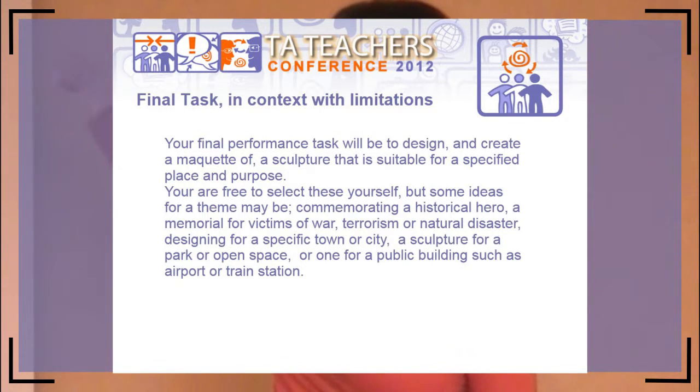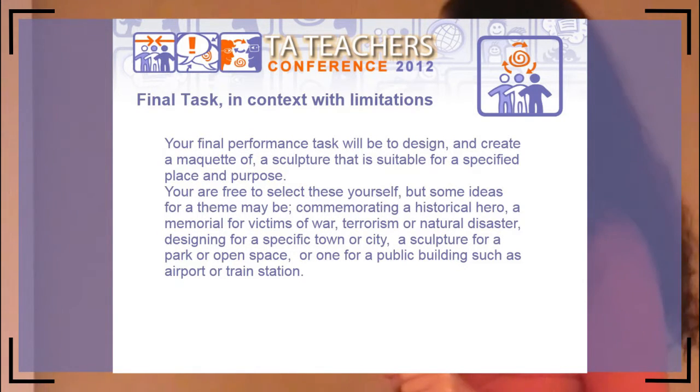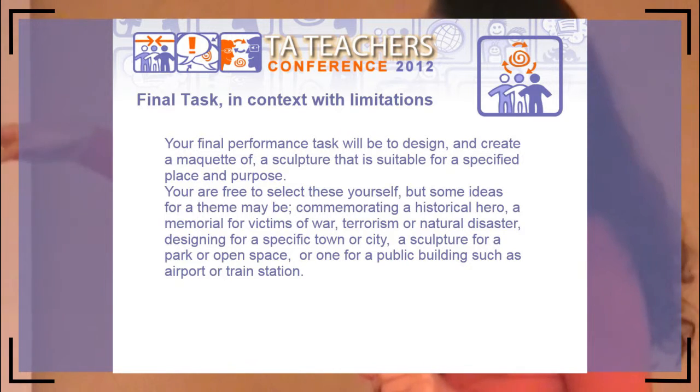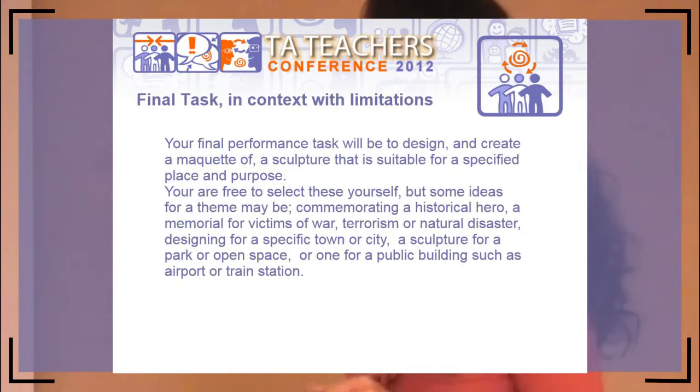So this is the final task in context with limitations. They have to design and create a maquette, which is a small model of a sculpture that's suitable for a specific place and purpose. So they have to start with their artistic intention: this place is, this is why. And then they can come up with something themselves, but some themes that you will see in every town and city in the whole world might be historical hero, victims of war, terrorism, natural disaster, for a specific country, open space or public buildings such as an airport or train station. And in between I also give them a lot of information about sculptures and examples from around the world and how people interact with them. So in between all these things I've done some traditional teaching as well.